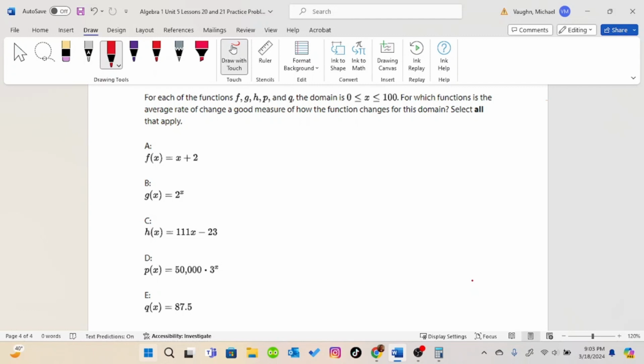So as we look at the choices, f of x equals x plus 2. This is a linear function. The rate of change will be consistent forever. So even though the domain is 0 to 100, the rate of change is a good measure.